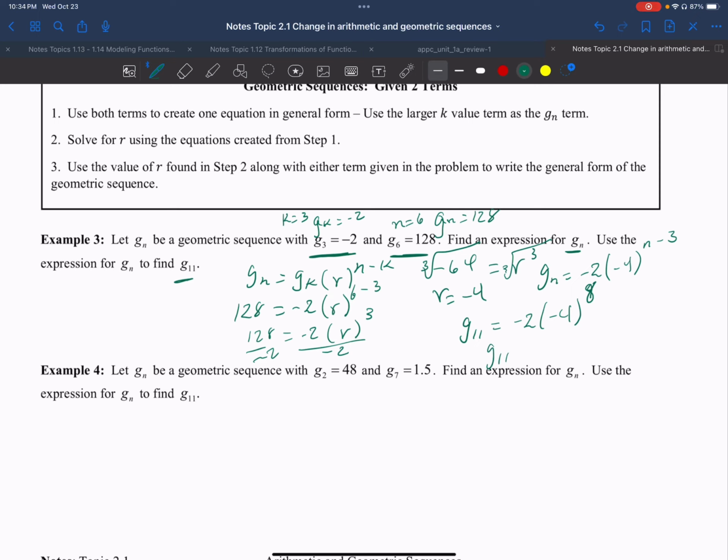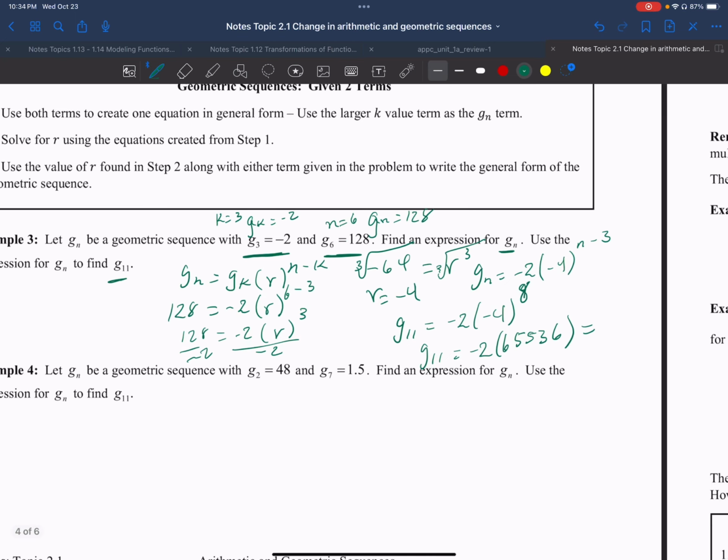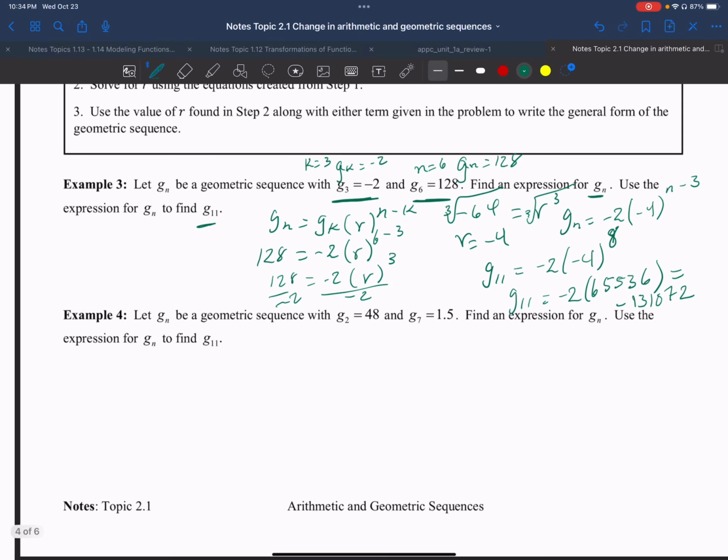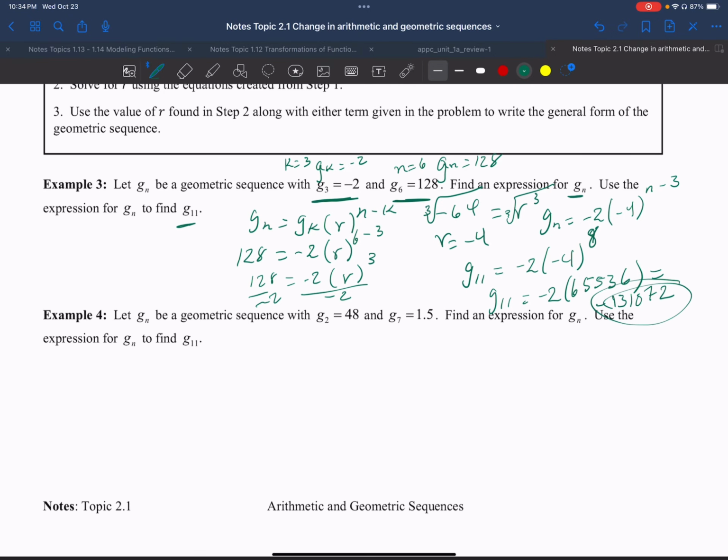After that, g of 11 is equal to -2 times -4 to the power of 8. When I do -4 to the power of 8, that will give me 65,536. And then once I multiply that by -2, that will give me -131,072. Okay, that will be the other answer.